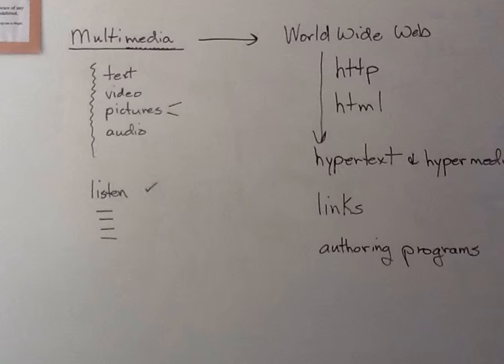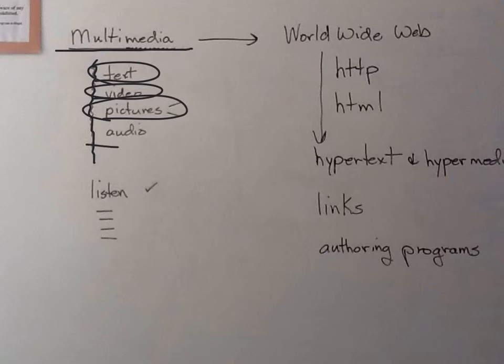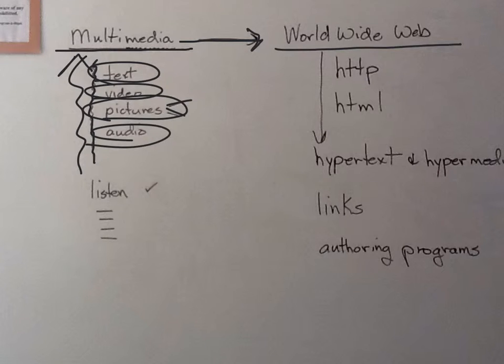This was Monday. We talked about multimedia again, reviewed. Multimedia could be text, video, pictures, audio, different kinds of pictures. It's some combination of all those things that makes multimedia. We can use multimedia on the World Wide Web, hypertext transfer protocol, hypertext markup language. We can have hypertext and hypermedia. We can move based on links. We can move through the software.